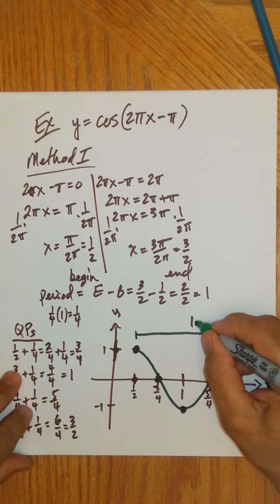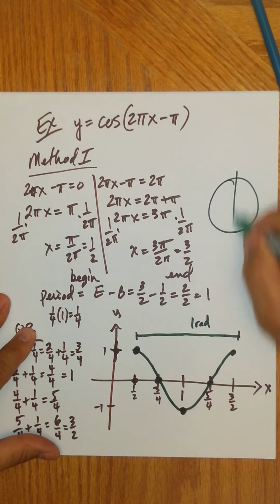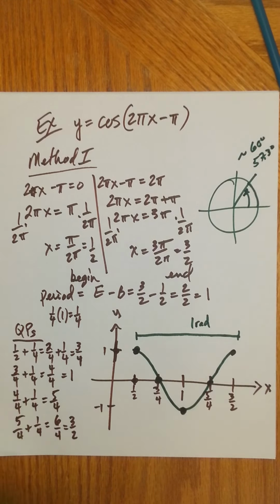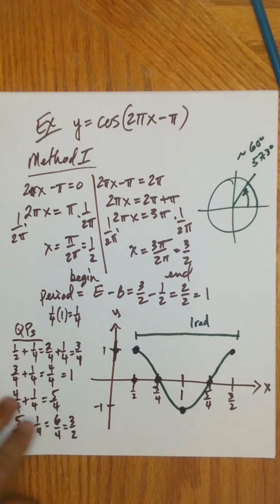That's 1 radian, which, remember, on a unit circle, means I rotated about to here, right? It's 57.3 degrees, which is almost 60 degrees. That's 1 radian, this rotation. And in that distance or rotation, I see 1 cosine wave here. All right. Thanks for listening.